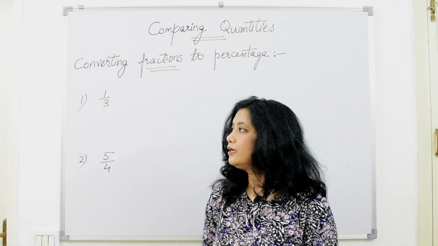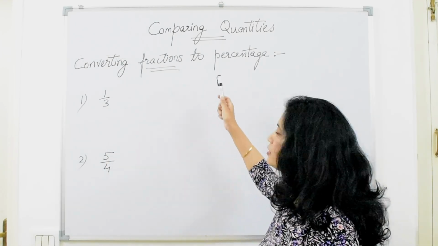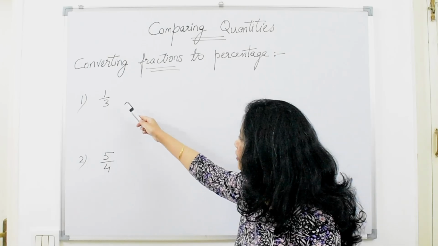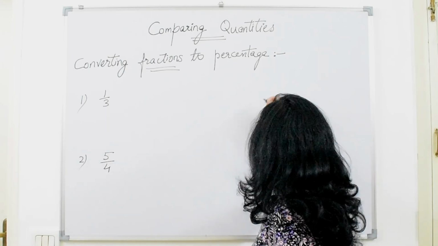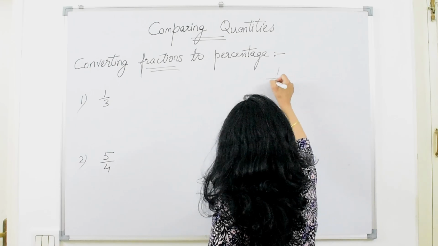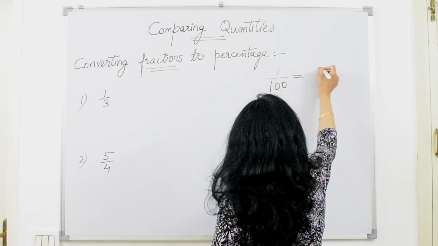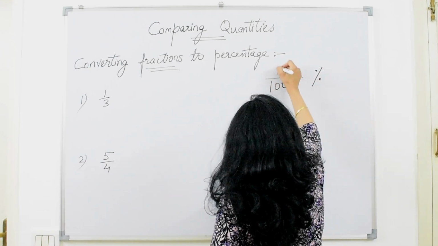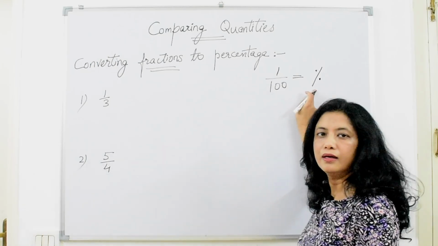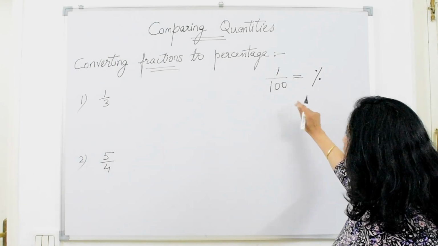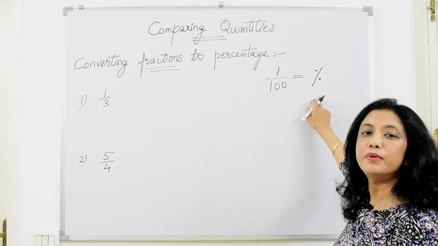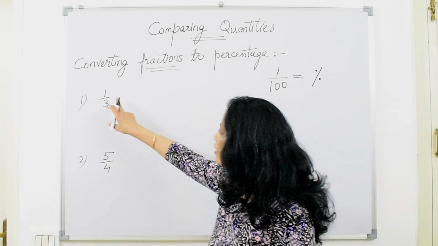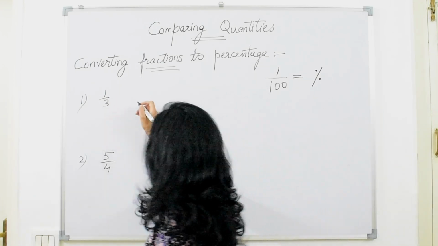Now let us learn how to convert fractions to percentage. We are given two fractions. Now we have to convert them into percentage. See, we have already seen that 1 by 100 is equal to this sign. Means if we get this in any number, we can write it in the form of percent. Let us see how. See, here we have 1 by 3.